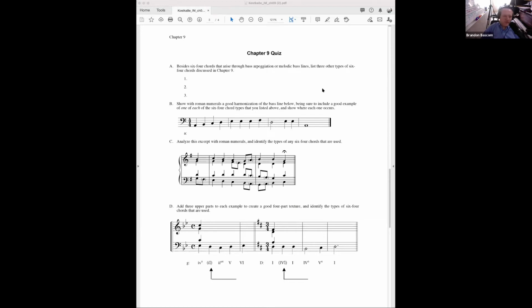All right. C, analyze this excerpt with Roman numerals and identify the types of any 6/4 chords that are used. And D, add 3 upper parts to each example, create a good 4-part texture, and identify the types of 6/4 chords that are used. Questions, comments, concerns, friends with questions, private messages in the chat.